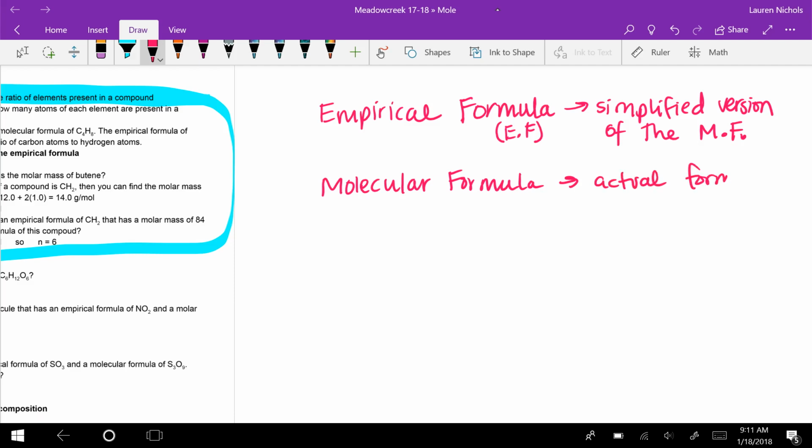Now, you might wonder why we need an empirical formula then. This really plays into effect a lot with what we call polymers, so things that make up plastics and other large compounds, and molecules are often made up of repeating smaller things. So really, our molecular formula is equal to our empirical formula times N. And N is a ratio between the two.